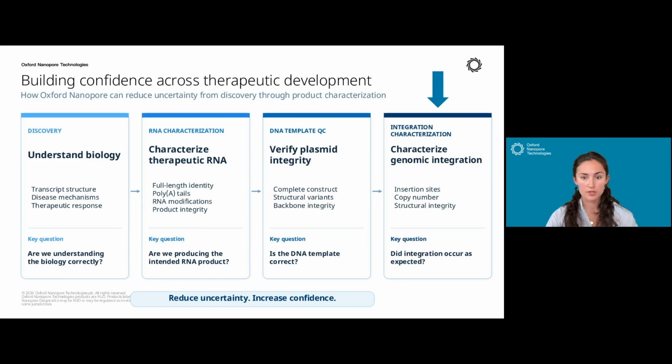So early in discovery, all the way to the left, the challenge is, again, understanding biology. We want to understand things like transcript diversity, disease mechanisms, and ultimately, which biology is going to be most relevant to pursue.